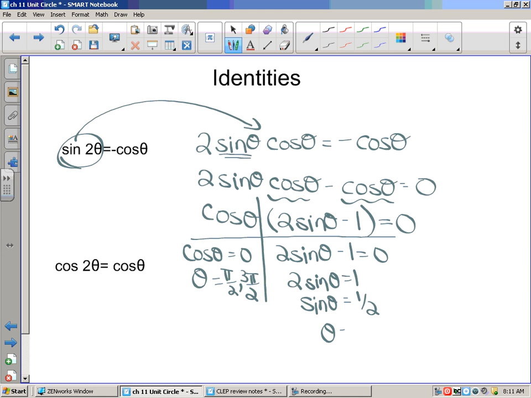And when does sine equal 1/2? Sine, of course, equals 1/2 at your pi over 6 angle. So we'd have pi over 6 and 5 pi over 6. Again, notice that I went through 0 to 2 pi in solving those. Well, let's try another one.